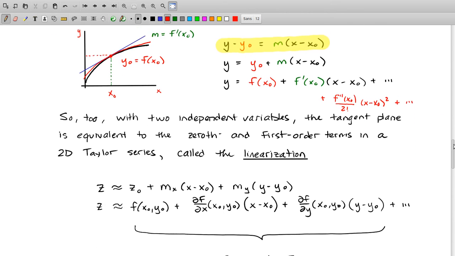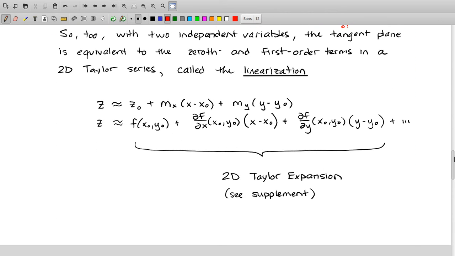So too, now moving back to our topic, with two independent variables, the tangent plane is equivalent to what we call a 2D Taylor series. So here was our form of the tangent plane. We had z equals z naught plus mx times x minus x naught plus my times y minus y naught. Okay, those were the value, the x slope and the y slope terms in the tangent plane.